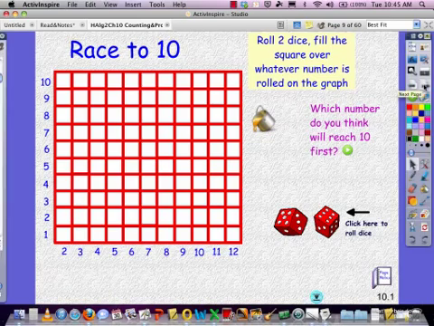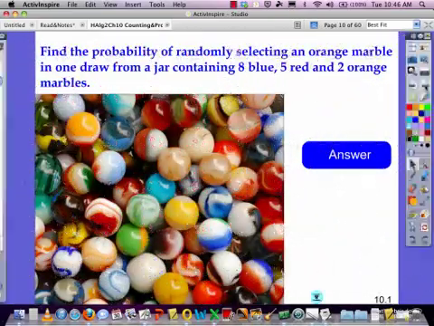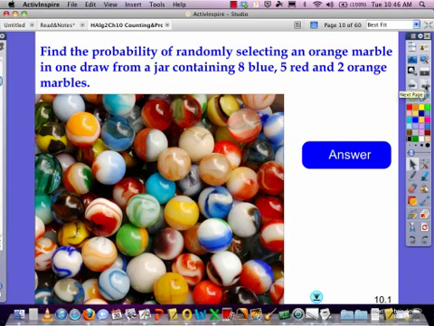We are going to do in class a game called Race to 10. I'll explain that when we get to class. But now that we talked about some of these types of probabilities, let's check.